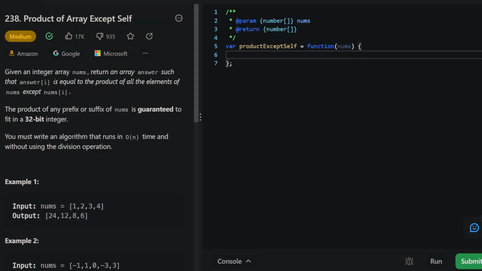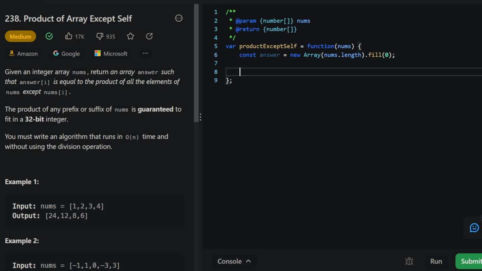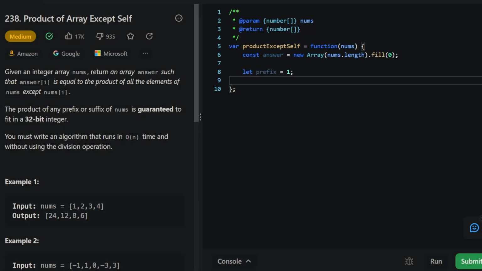All right, so first we are going to create our resulting array, which is const answer equals new array, the same size as our nums input array. And I'm just going to fill it up with 0. Technically, you can just have it as this and it'll work, but I want to be explicit about it and have it fill up with 0. So first we're going to create our prefix. The prefix equals 1, and then we're going to go through our array going forwards and input those prefix numbers.